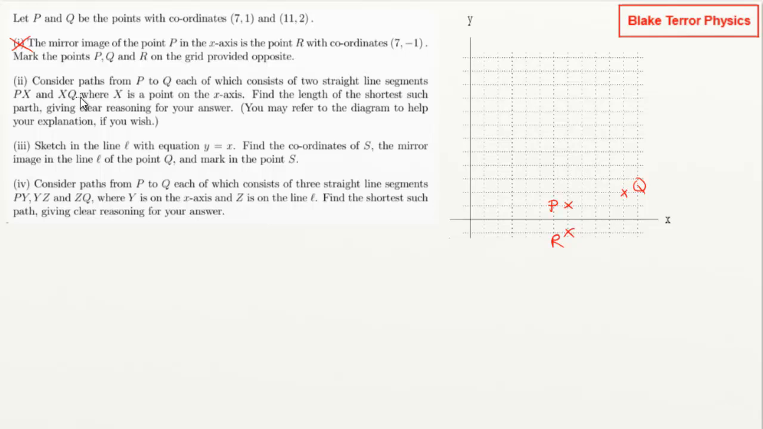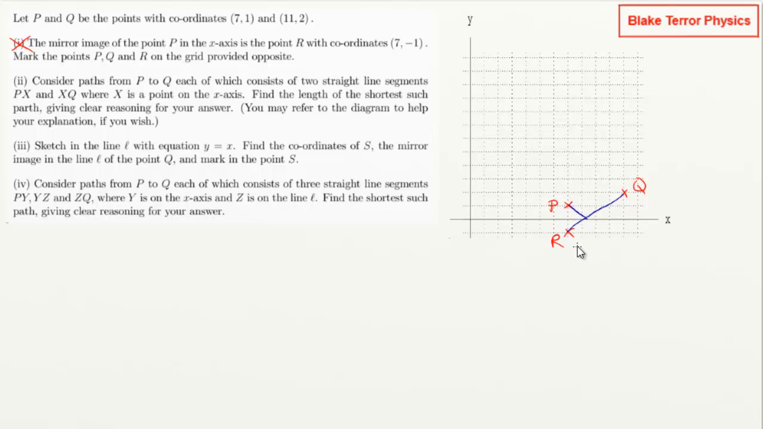Consider paths from P to Q, each of which consists of two straight line segments, PX and XQ, where X is a point on the x-axis. Find the length of the shortest path, giving clear reasoning for your answer. Right, okay, so this is why they're giving us a reflected point. If we go a straight line from R to Q, then that is going to be the same. Let's draw this in. You may refer to the diagram. So let's draw that in as a straight line.